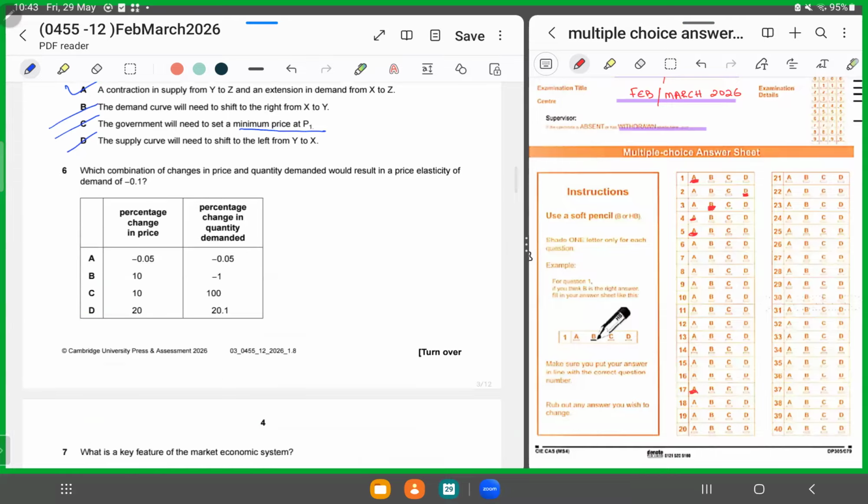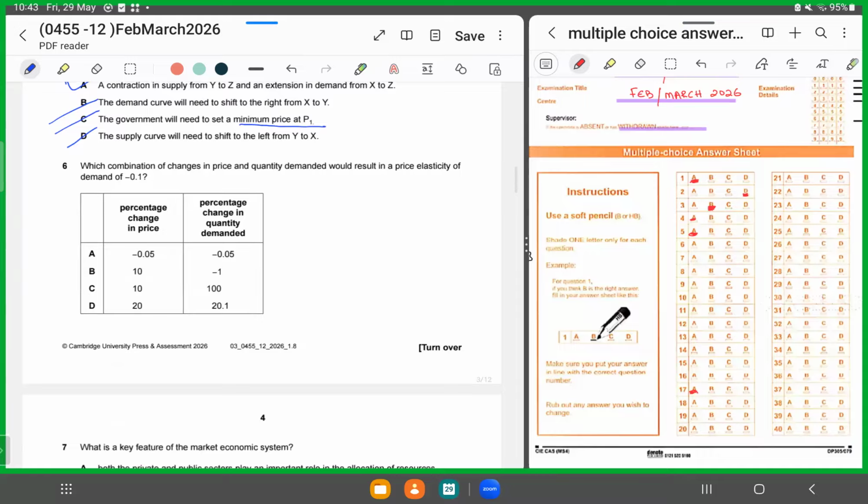Moving forward, number 6. MCQ number 6 talks about price elasticity of demand. They are asking us which combination of changes in price and quantity demanded would yield a PED of negative 0.1. So now they want the answer to come to negative 0.1. Now we know price elasticity of demand is equal to percentage change in quantity demanded divided by percentage change in price. Right? So now we want the answer to be negative 0.1.